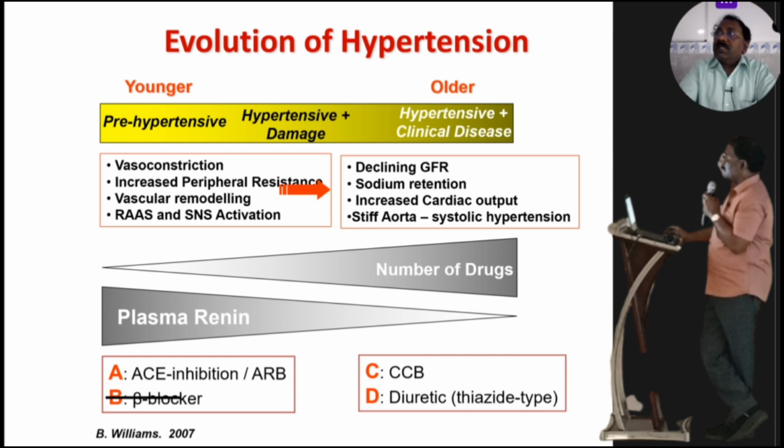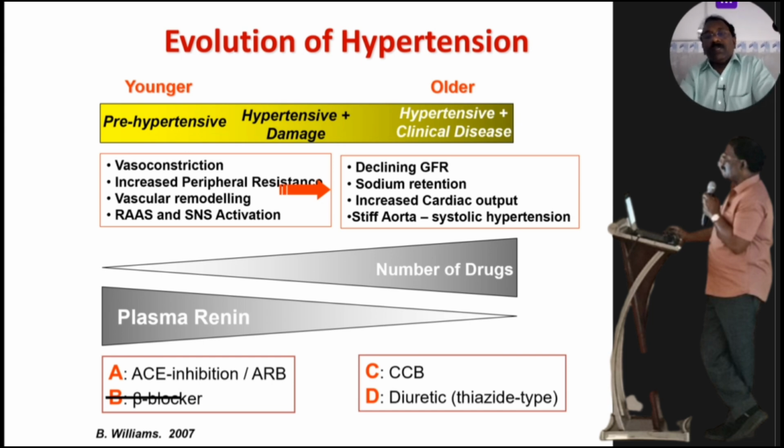See, vasoconstriction is very common in younger individuals. That is the reason we use beta blockers. Sympathetic activity is very common in young individuals. So that is the reason beta blockers are the drugs of choice in young hypertensive individuals. Increased peripheral vascular resistance, vascular remodeling, RAS activity, sympathetic nervous system activity. So these are all very common in younger individuals.